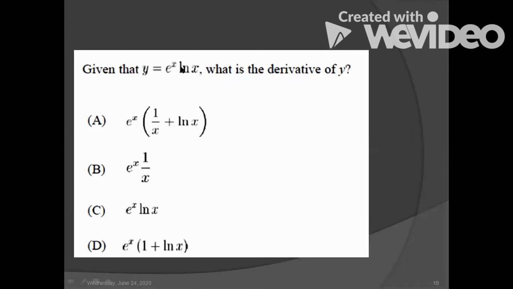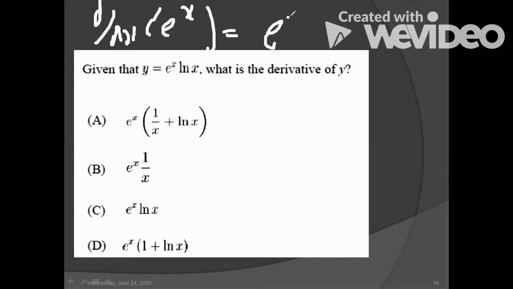Alright. So they ask us to differentiate this function here. It seems we're going to have to use the product rule. You can recall that when you differentiate ln x, you get 1 over x. What happens when you differentiate e to the x? When we differentiate d/dx of e to the x, we get back e to the x.